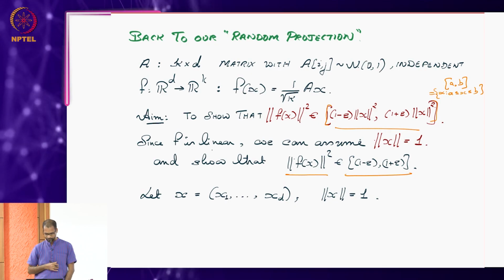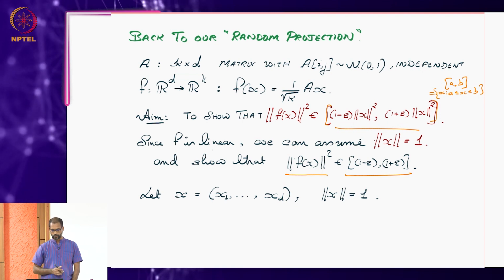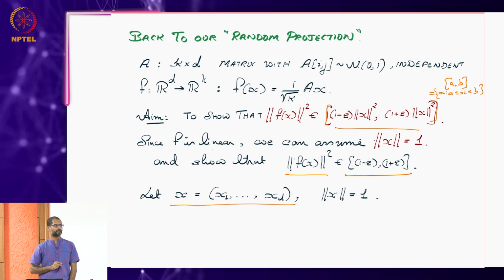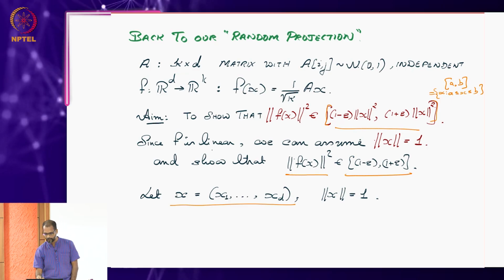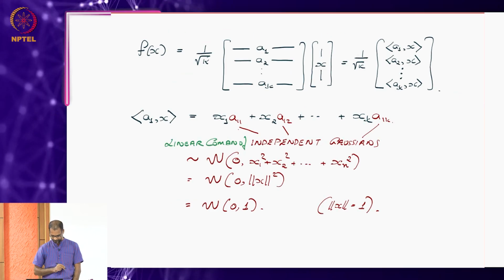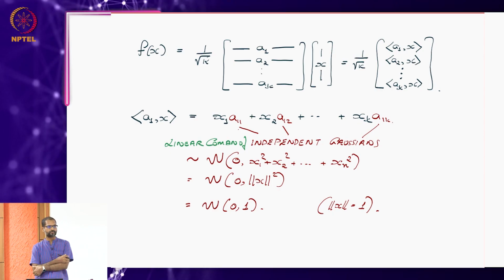Restating what we are going to do, we are going to study what happens to this projection for a unit vector x. x is a d-dimensional vector and it is a unit vector. Now, it is time to use our matrix views and so on.